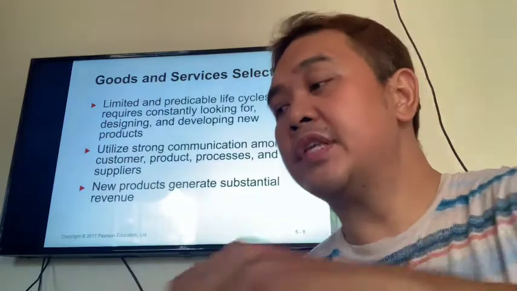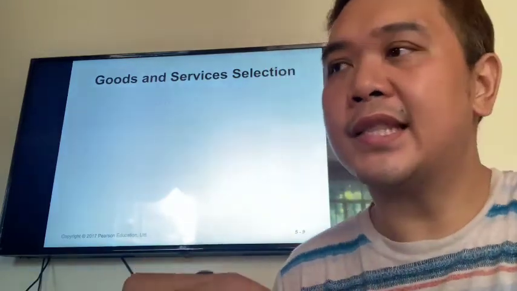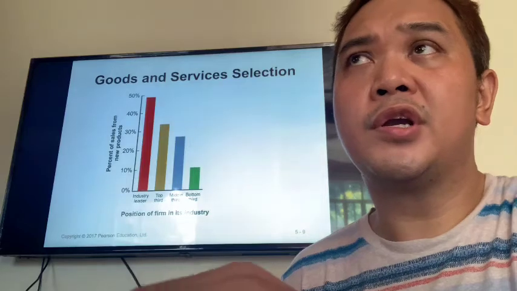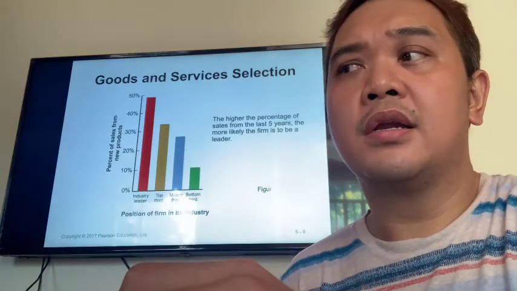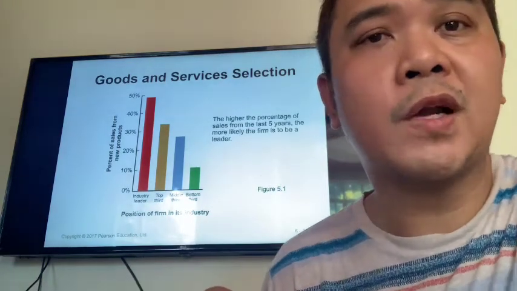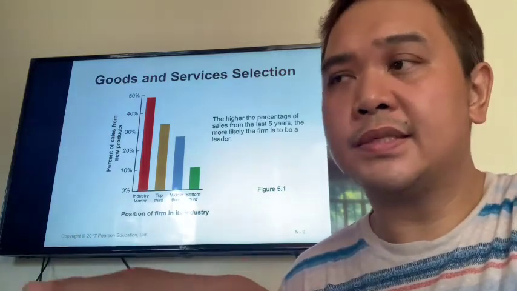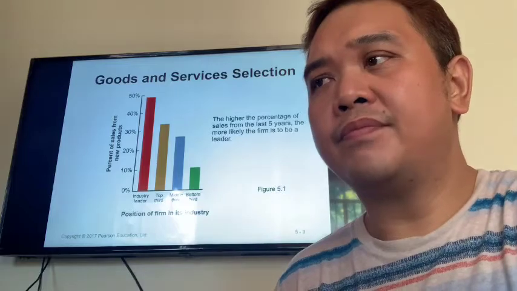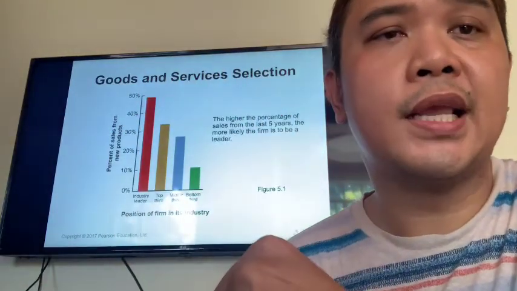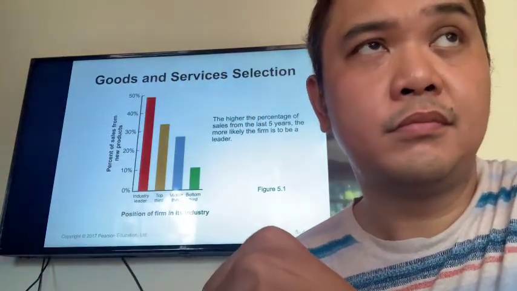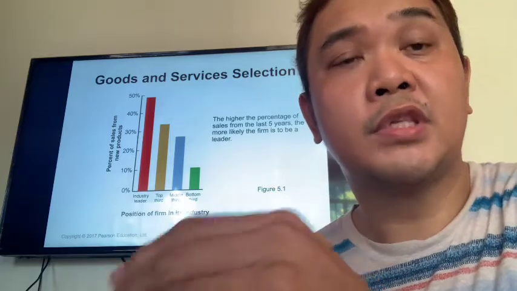So also, your goods and services are selected based on your position in the market. As you can see with this graph, there are four industry positions.